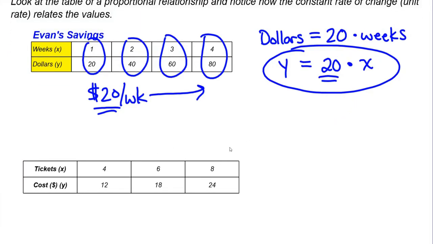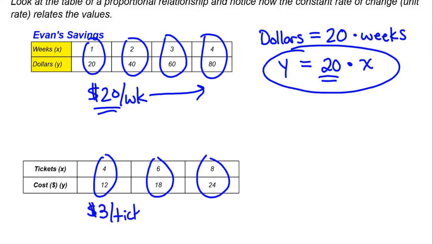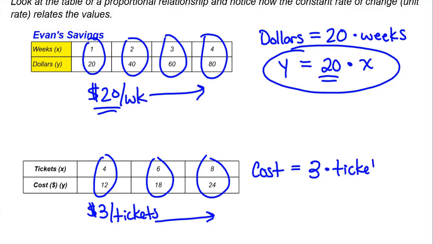Let's look at this proportional relationship where the number of tickets and the cost are related. And again, this table shows a constant rate of $3 per ticket. So how could we find the cost of any number of tickets? Well, we would take the number of tickets, x, times 3. That would tell us the cost. So the cost of any number of tickets would be 3 times the number of tickets that we buy.